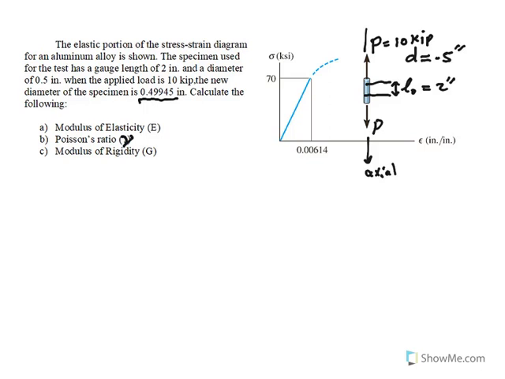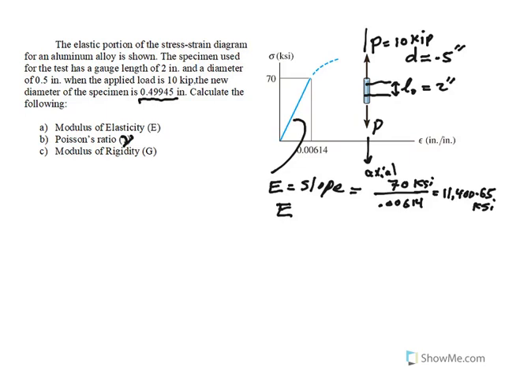But look, for the modulus of elasticity, all you have to do is figure out the slope of the linear elastic zone. Slope is rise over run. So if you take 70 KSI, which means 70,000 PSI, and divide by 0.00614, which is dimensionless, that should give us the modulus of elasticity of about 11,400.65 KSI. Let me rewrite it here for you, 11,400.65 KSI. So here we go. That was easy enough.